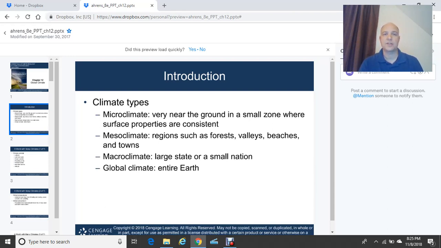Mesoclimate, regions such as forests, valleys, beaches, and towns. Meso is kind of like medium scale, okay? And then you have macroclimate, macro meaning larger area. Macroclimate covers a large state or a small nation. And then finally, we can even go all the way out to the global level, and we call that global climate, which covers the entire Earth.